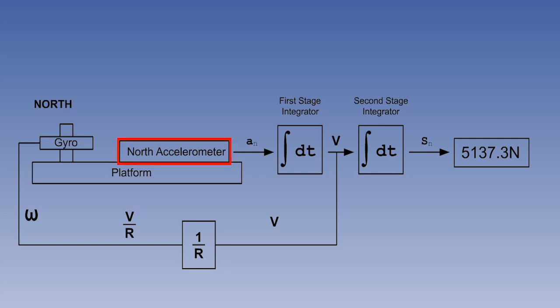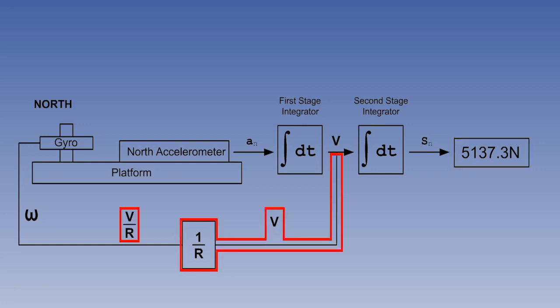The accelerometer is mounted on a platform which is stabilized and north-orientated by gyroscopes. It detects accelerations, which are passed to the first stage integrator. Here they are integrated into velocity. One feed of this velocity is taken forward to the second stage integrator, where it is converted to distance gone and added to the present position, thereby generating a new present position.